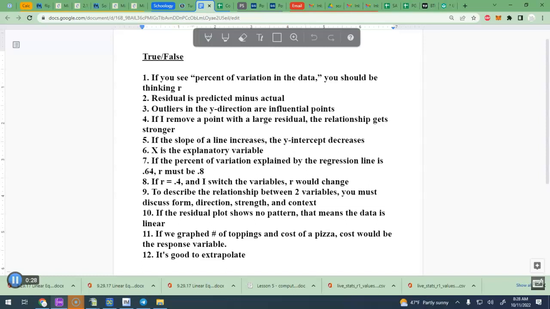Okay, let me talk through these. Please stop me if you have a question. So if you see percent of variation of the data, you should not be thinking R. That is false the way it's written. What should you be thinking? You should be thinking R squared. So when you see this phrase, that tells you R squared. Residual is not predicted minus actual. It is actual minus predicted. So you find the y value that you have, you subtract the predicted y value, remember the hat means predicted, and that's your residual.